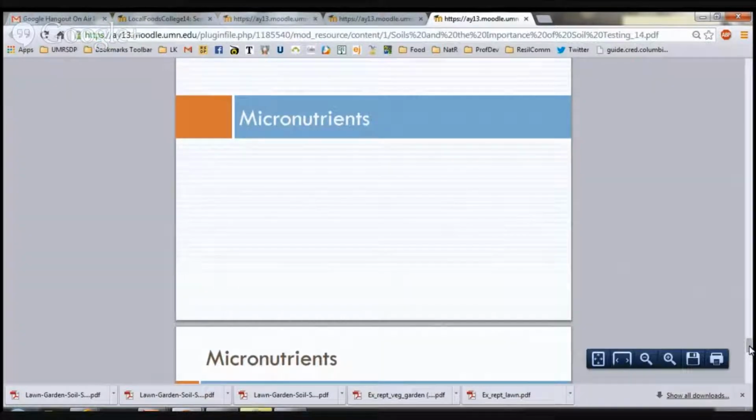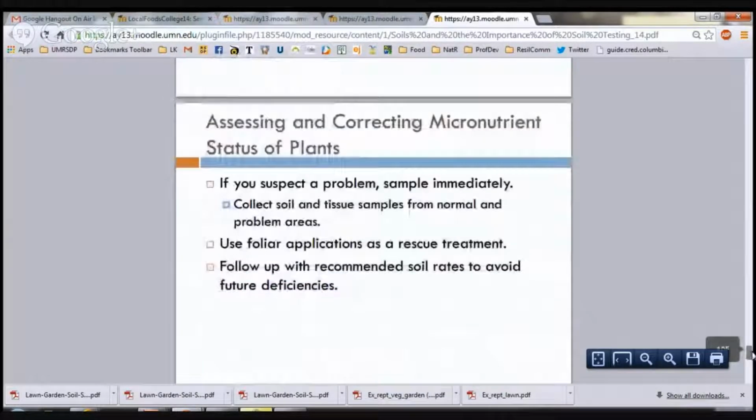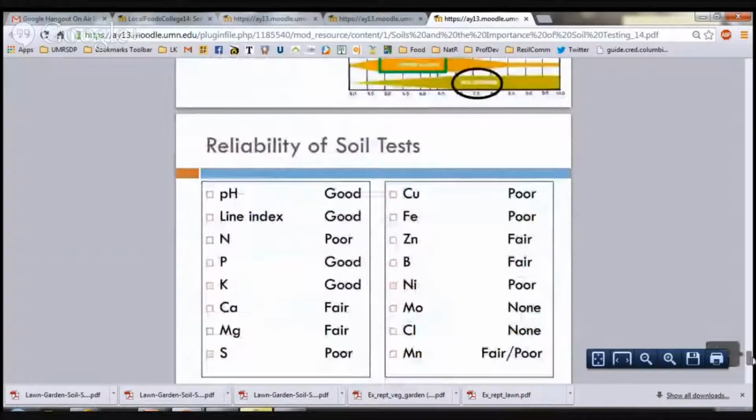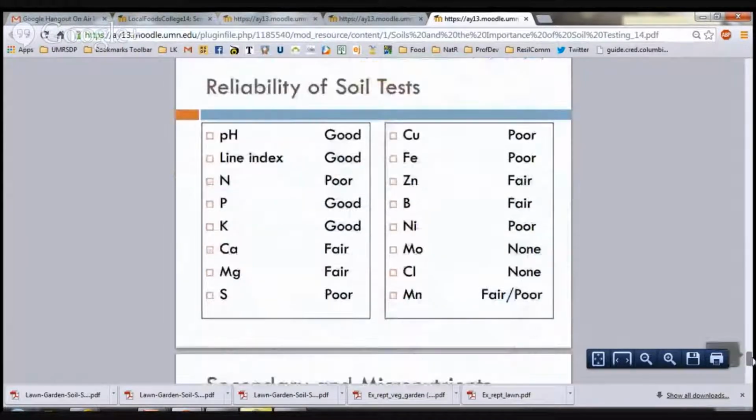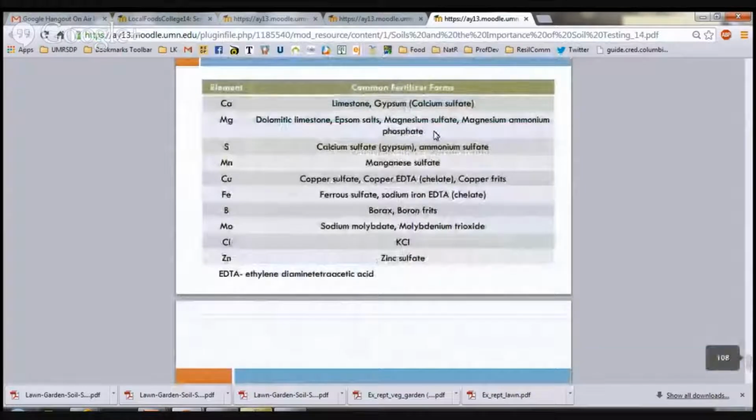And then micronutrients. Let me just say with micronutrients that if you think you have a micronutrient deficiency, it's really important to do a soil test and a tissue test so you can figure out if you do truly have a micronutrient deficiency. And so there's a little information in there about micronutrients and about the reliability of some of the soil tests. But I also provided a table here for common fertilizers for micronutrients as well. I just tried to include as much as possible to give you a good resource.